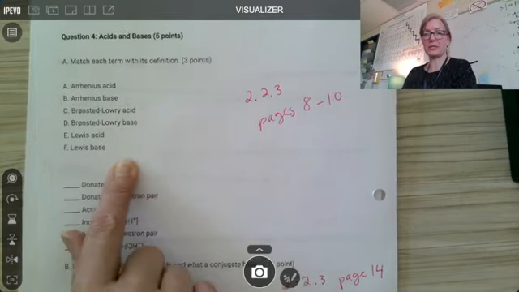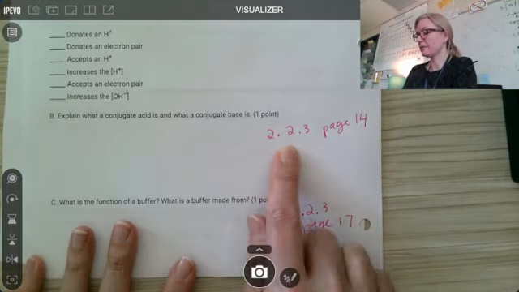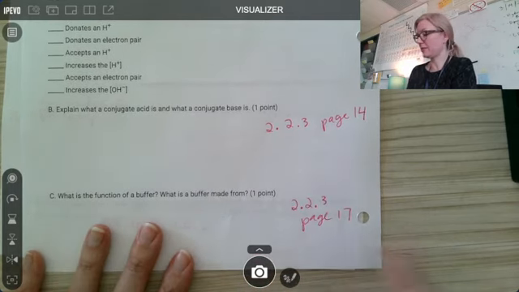For all of these definitions, these are in 2.2.3 pages 8 to 10. Question B is 2.2.3 page 14, and question C is 2.2.3 page 17.